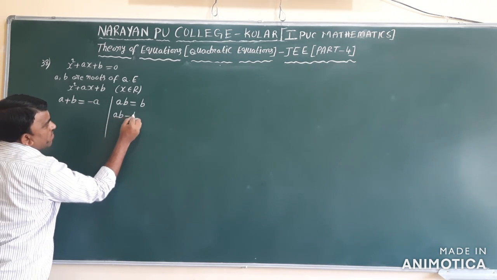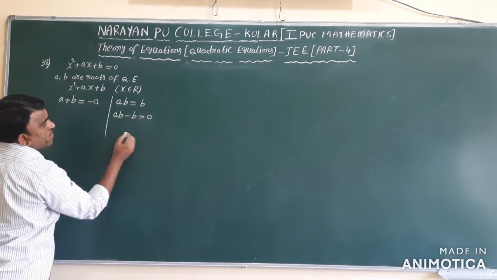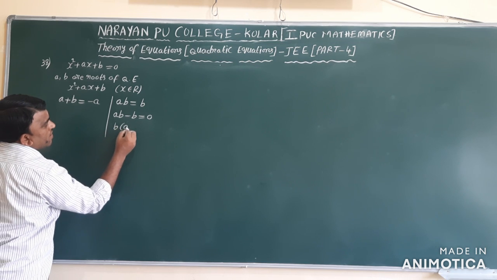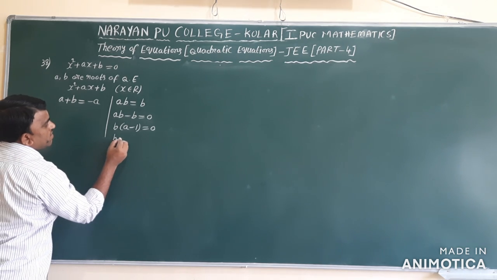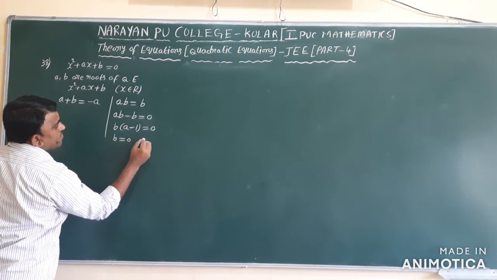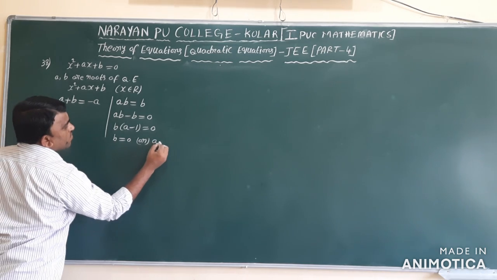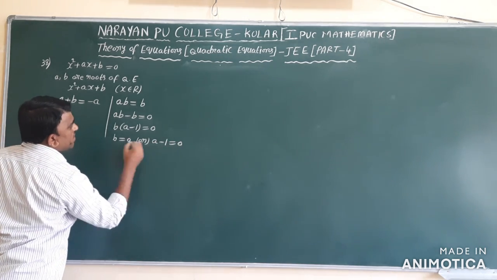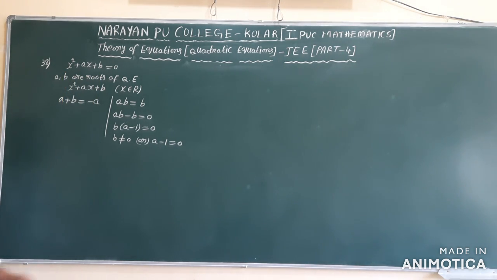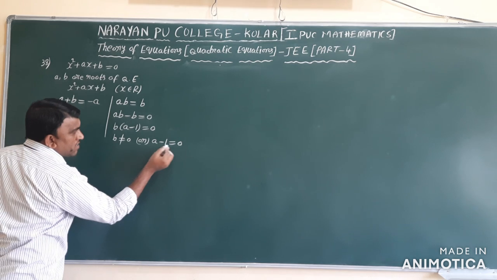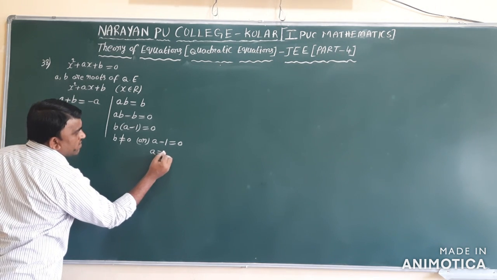ab minus b equal to 0. Take b common. b times a minus 1 equal to 0. Either b is 0 or a minus 1 is 0, but b can never be 0. If b is 0, we can get directly from this one, so no meaning of that. So a minus 1 equal to 0. A value is 1.